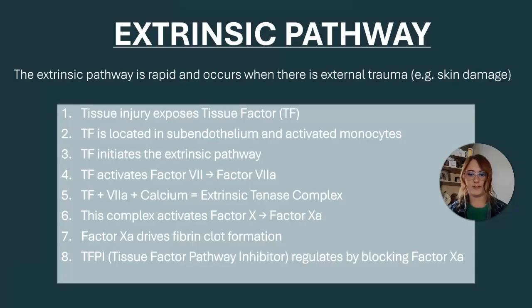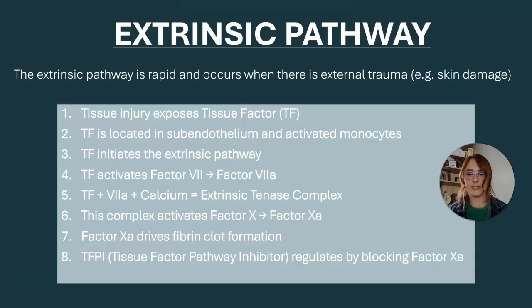This tissue factor activates factor 7, a protein in the blood, and then it becomes factor 7A. From here, we have the tissue factor, factor 7A, and now we add calcium, which forms a team called the extrinsic tenase complex. This team is responsible for activating factor 10, turning it into factor 10A. Factor 10A is the key enzyme that aids in building blood clots.